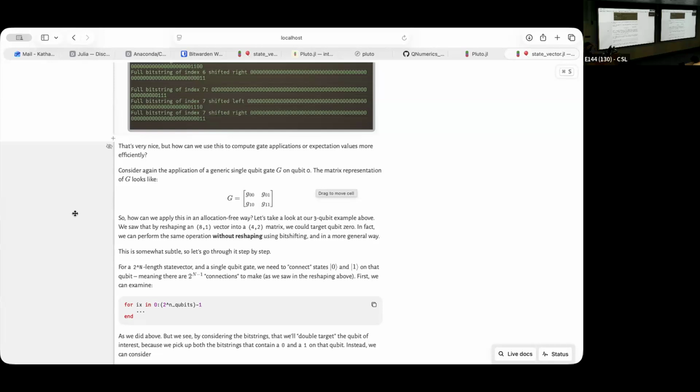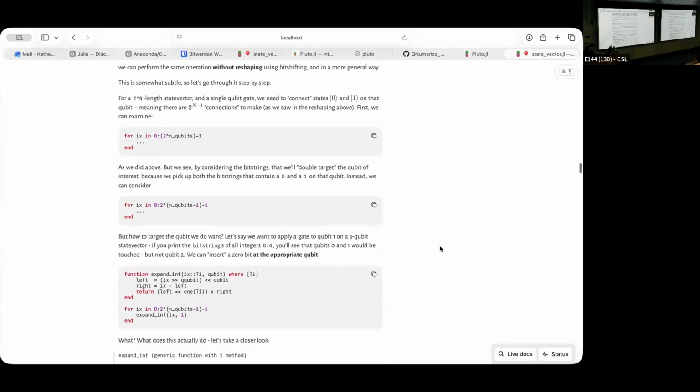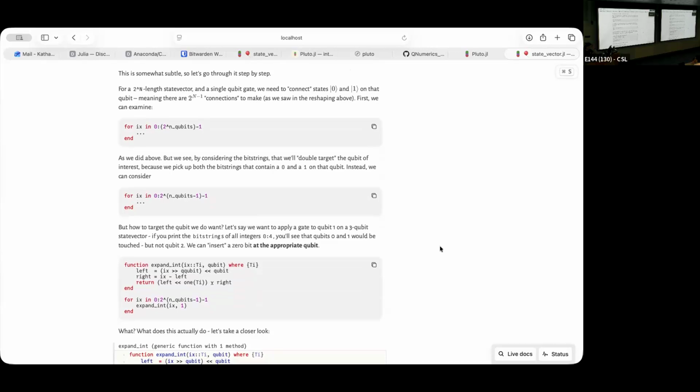If we take our 3-qubit example that we looked at earlier, and reshape it into this 4x2, we could target qubit 0. And we can do the exact same operation, avoiding the reshaping entirely using the bit shifting and in a way that's a bit more generic. This can be kind of subtle, so I'll try and go through it relatively slowly, and we'll also have some worked examples in a moment.